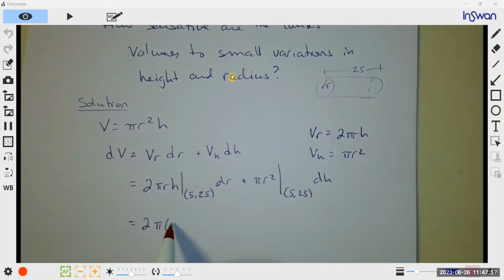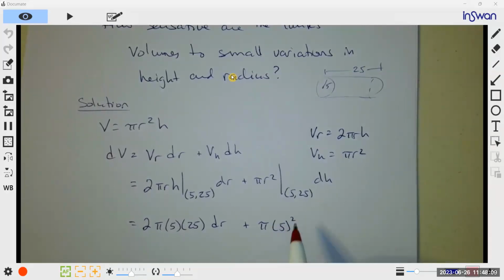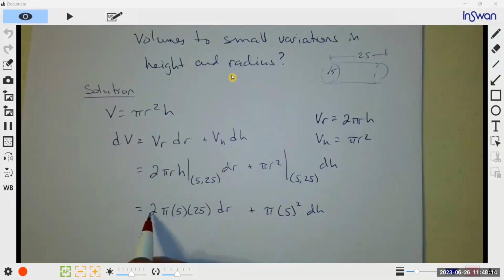2 pi r is 5, h is 25. Pi times 5 squared dh. 2 times 5 is 10, so it's 250 pi dr plus 25 pi dh.